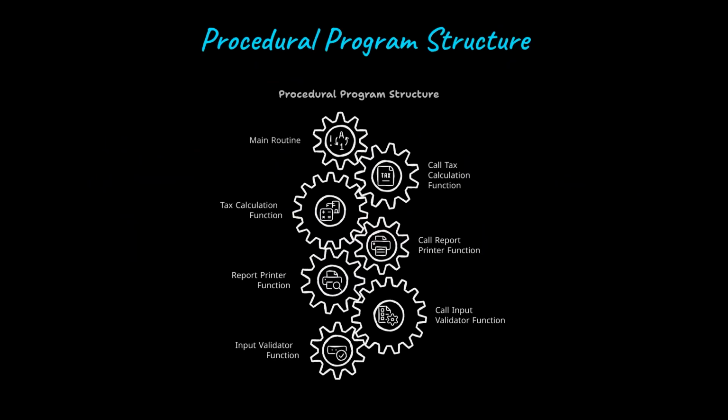Execution begins in a main routine, which calls other functions in turn. Data moves between them through parameters, and each function can be called from multiple places, reducing duplication and keeping changes localized. Procedural is most easily confused with functional programming because both use functions. The key split is state. Procedural functions freely assign and mutate variables, while functional functions avoid assignment entirely.